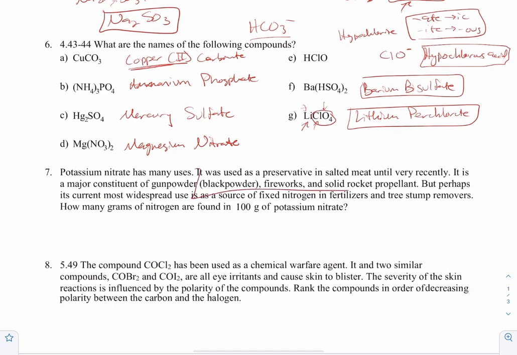And honestly, just ignore the rest of this. This is all just fun fact stuff. It doesn't really help us with the problem. So I'm going to skip down to the question. It says, how many grams of nitrogen are found in 100 grams of potassium nitrate?